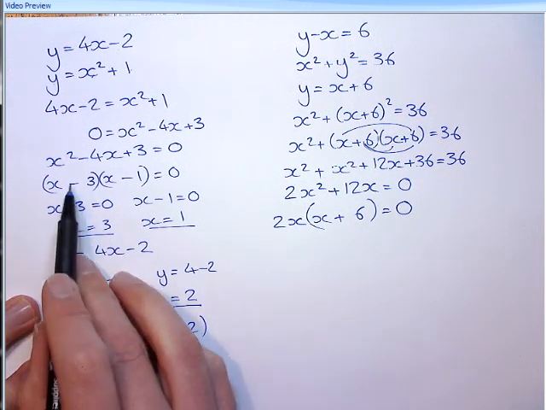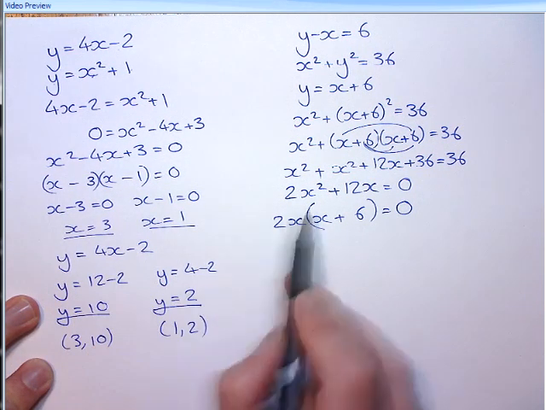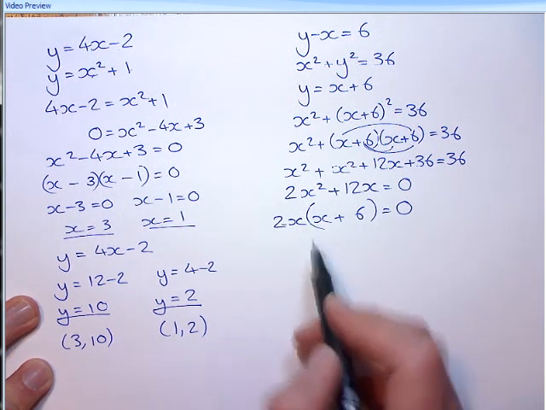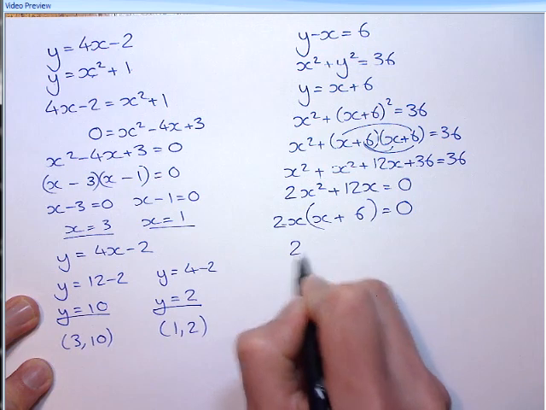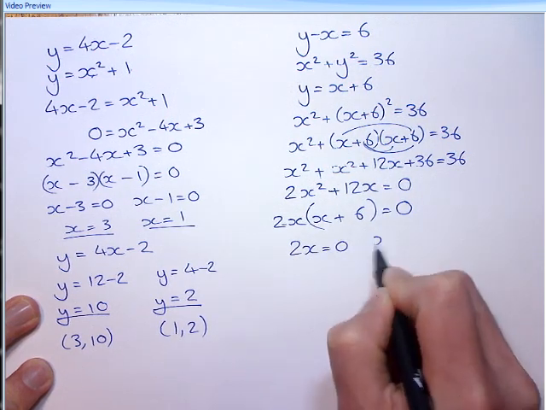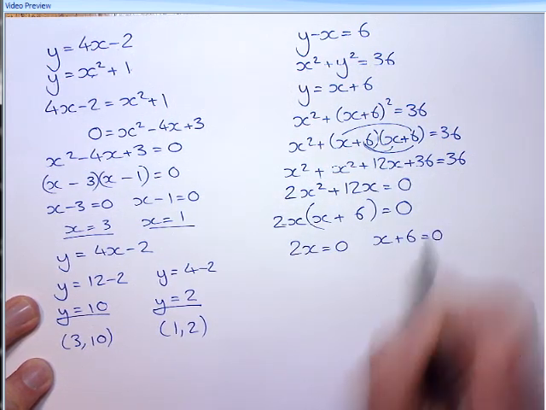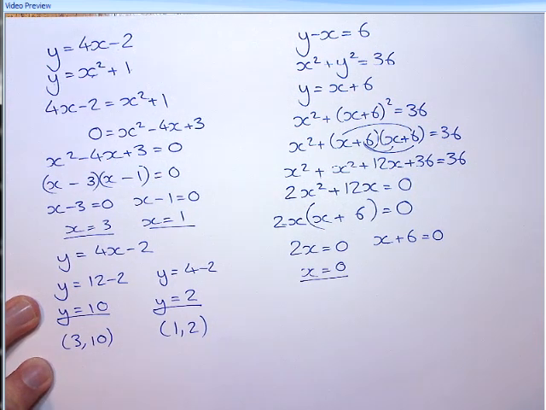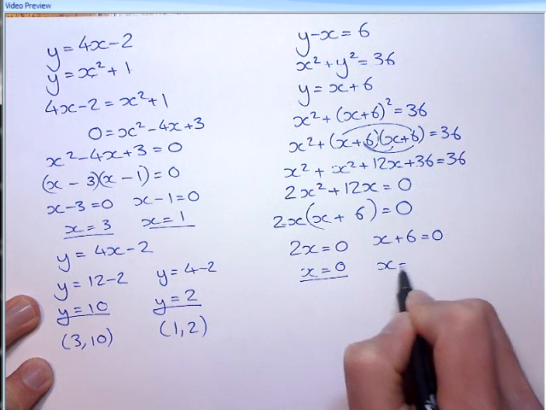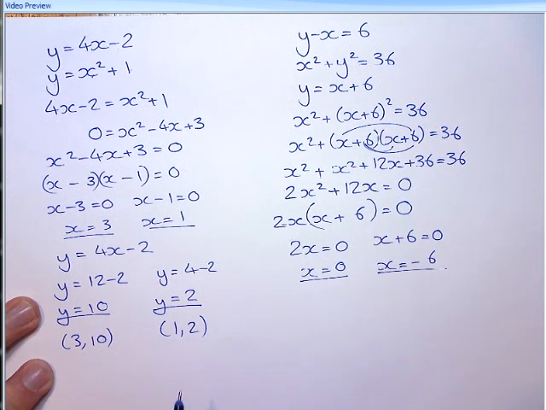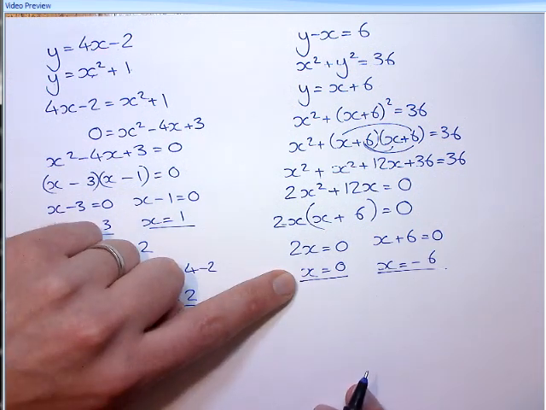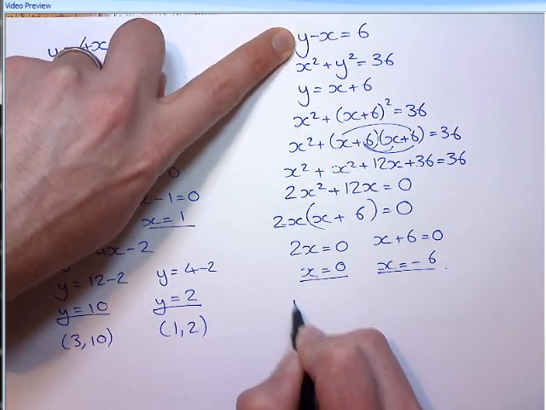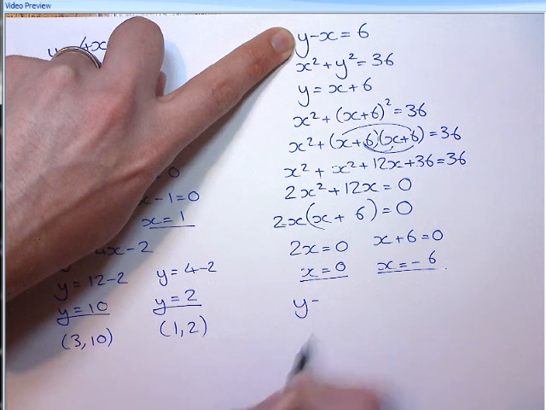So just like I did here, this bracket was equal to 0. So this term, I could put a bracket around it if you want to, but that's a bit weird. So 2x is equal to 0, and x plus 6 is equal to 0. Half both sides, therefore x is 0, and therefore x equals minus 6. So we're going to substitute it into these two. So let's start with the first one. So y take away x, so x is 0.